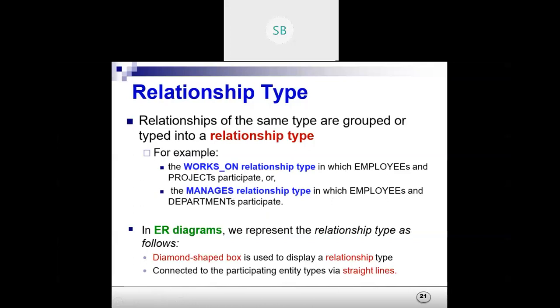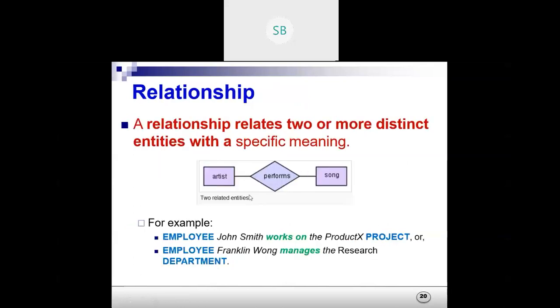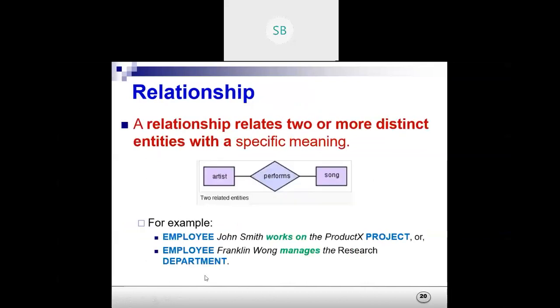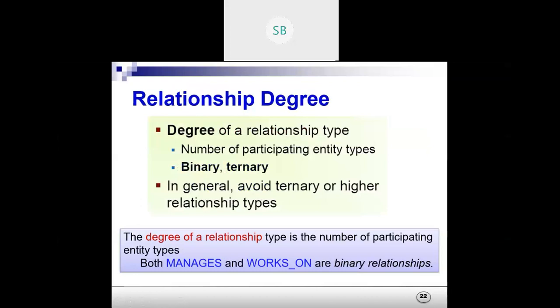Next, in an ER diagram, I just told you a diamond-shaped box is used for a relationship type. We use a diamond box for the relationship, and it is connected by straight lines to the two entities. This is how we represent it.